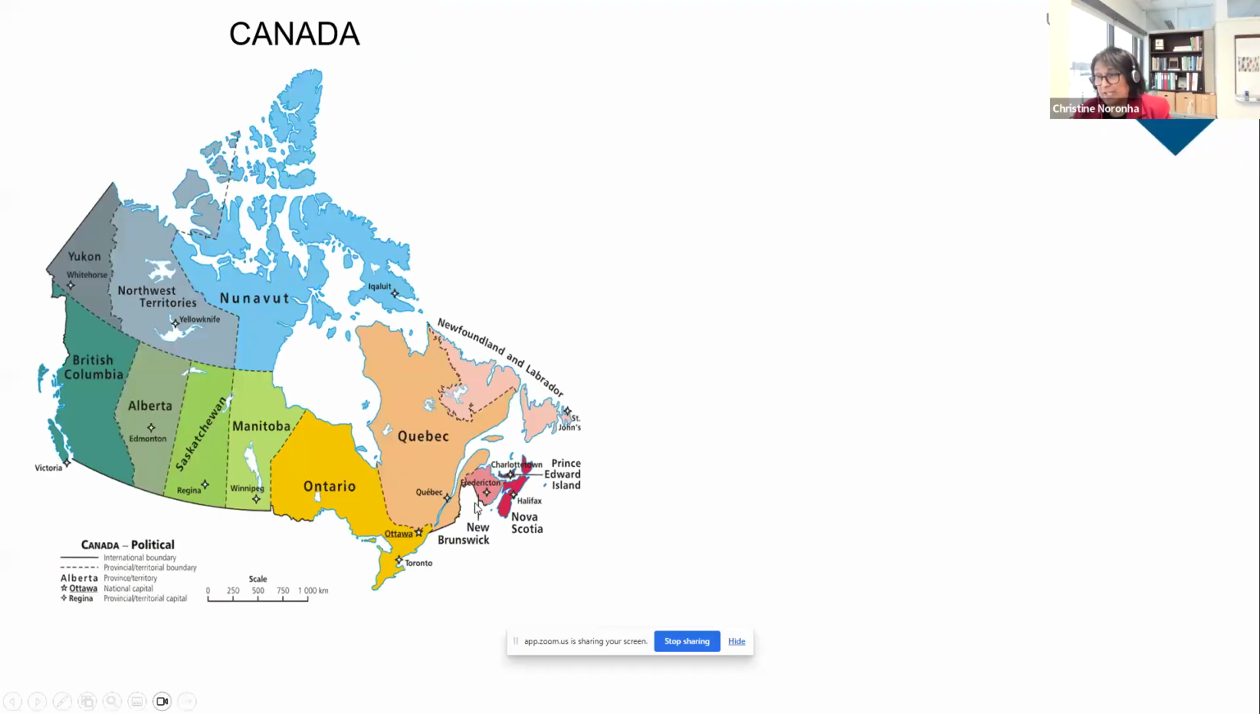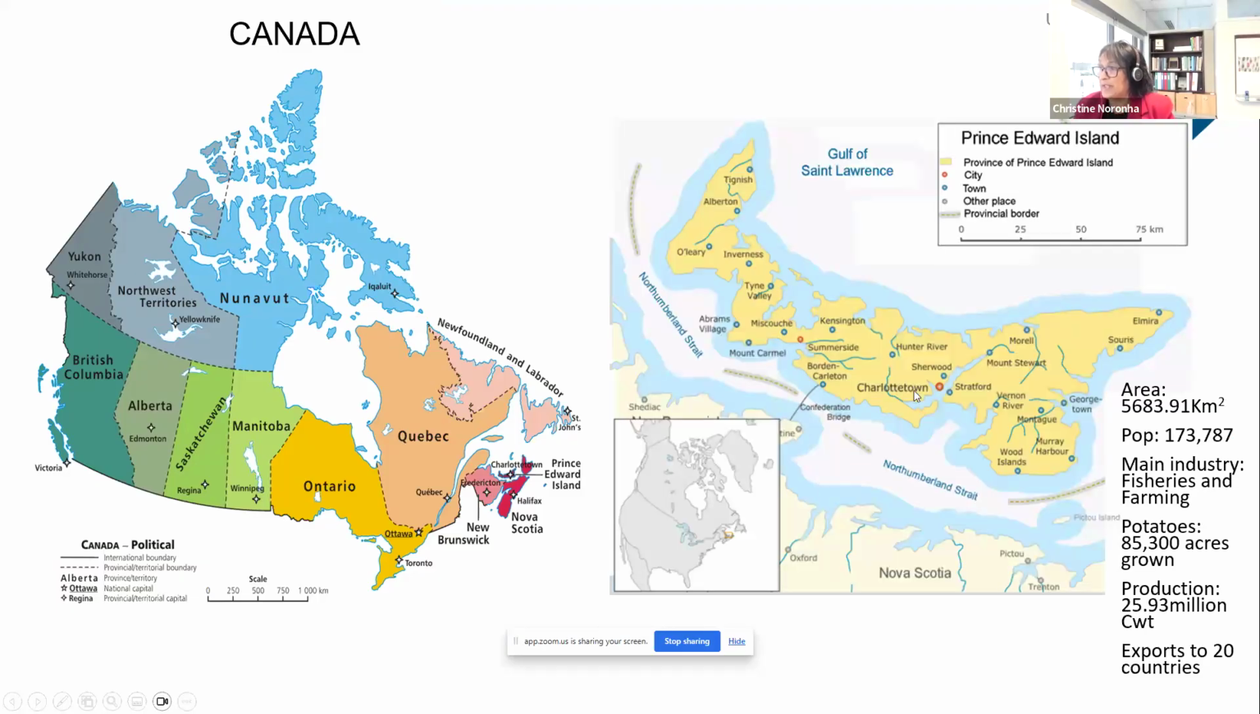I'm physically located in Prince Edward Island, which is along the east shore of Canada, the eastern coast of Canada. And our research station is in Charlottetown. Now, Prince Edward Island is well known for its potatoes. Our main crop on the island is potatoes, and we produce 25% of the potatoes that are produced in Canada.